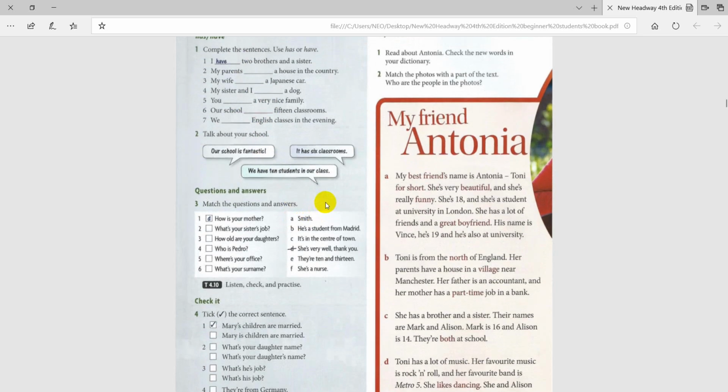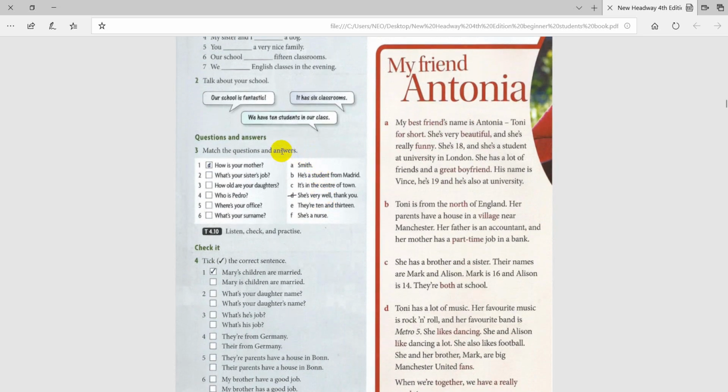You should see the lesson of writing a paragraph. And after that, you can write a paragraph about your class, okay? Questions and answers, match the questions and the answers. How is your mother? She is very well, thank you. Okay, number one with number D.